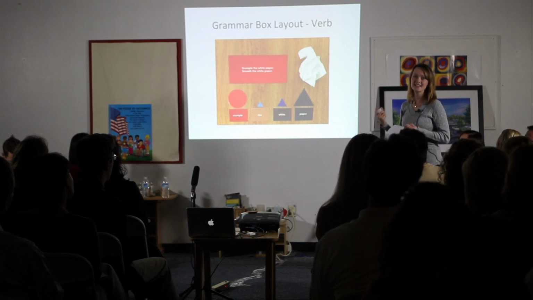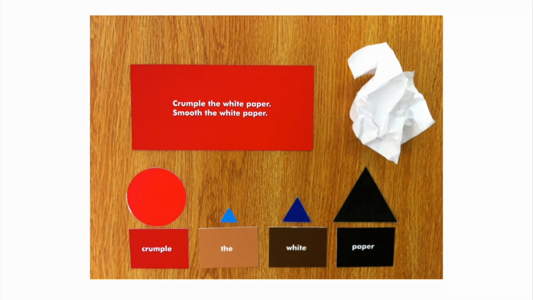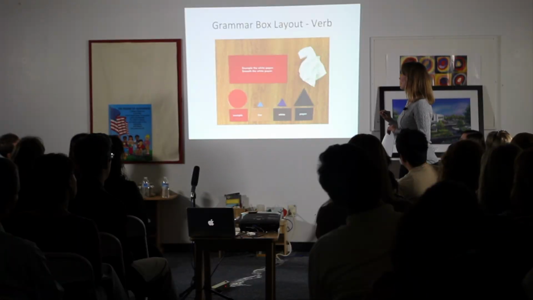So what is the action? What did I do? I crumpled. And he would symbolize the verb with that red circle. And what is the thing? What did I crumple? The paper. What is the object in the sentence? That's a noun. That's going to be symbolized with the black triangle.